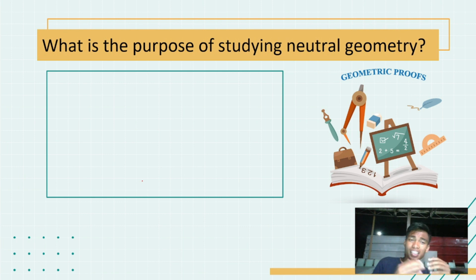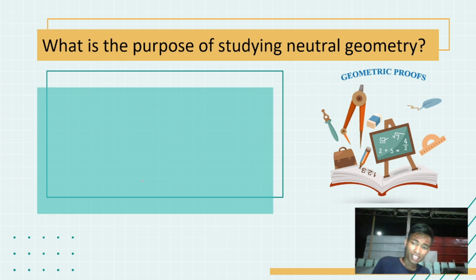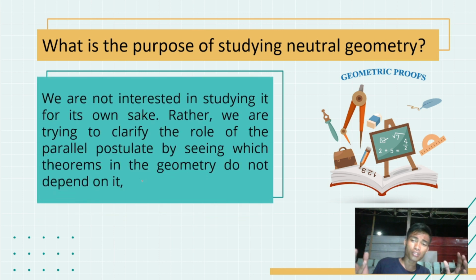What is the purpose of studying neutral geometry? The purpose is very simple. We are not interested in studying it for its own sake; rather, we are trying to clarify the reasons behind geometrical problems or logical situations that are out of the box of Euclid's topic. It is to clarify the role of the parallel postulate by seeing which theorems in the geometry do not depend on it, so we don't need the Euclidean geometry.